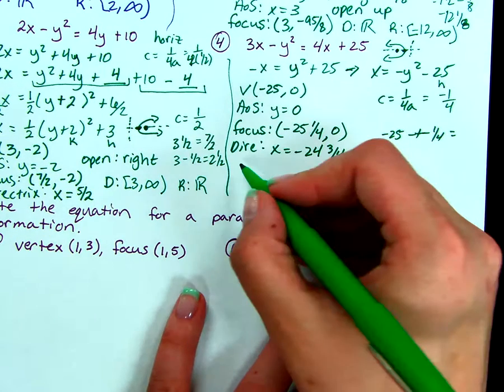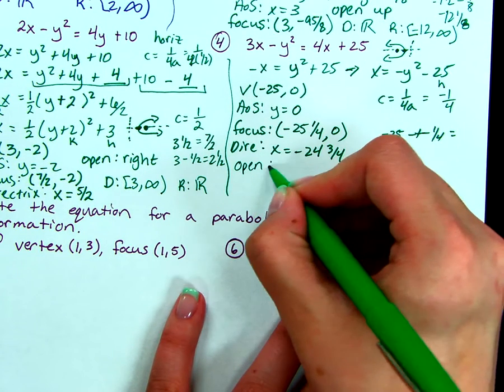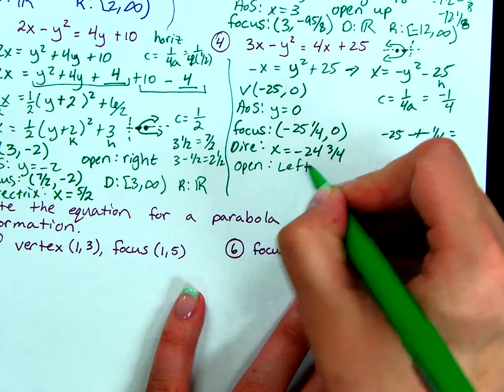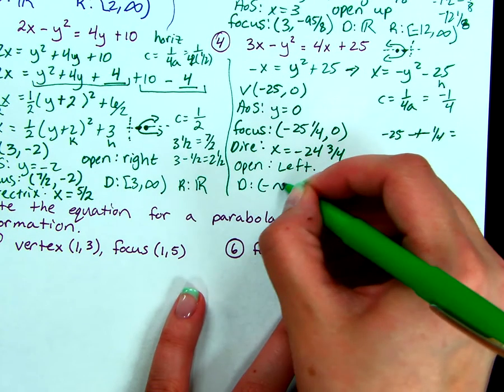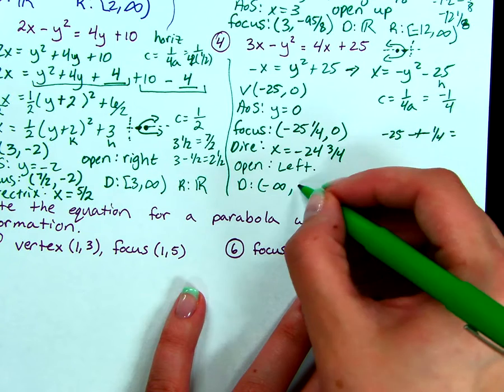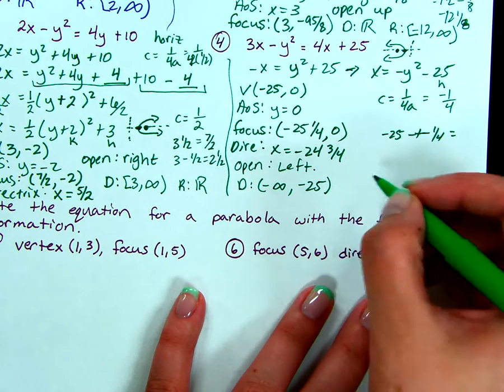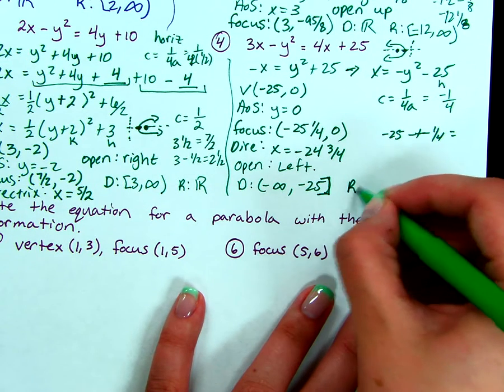And the next one, again, opens. We know that it opens to the left. And then the domain for this one is going to be from negative infinity to negative 25. And then the range will be all real numbers.